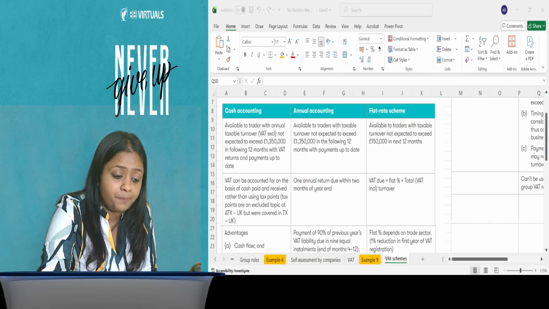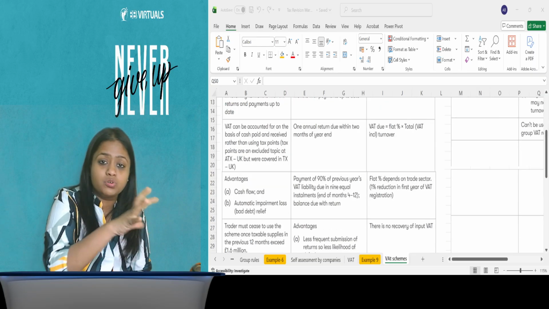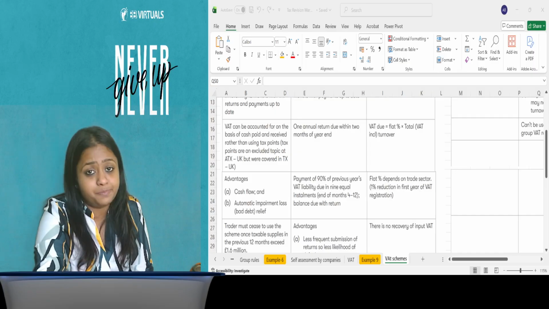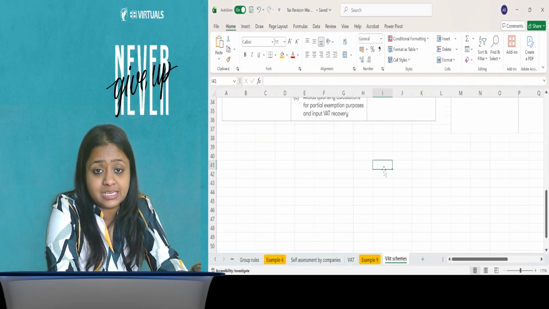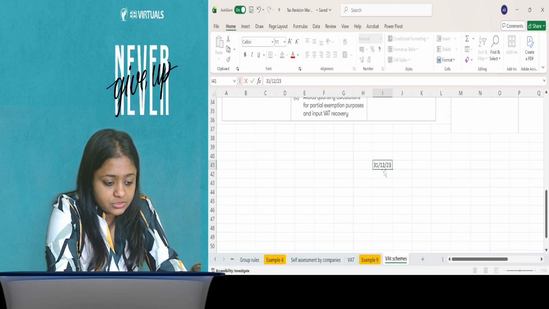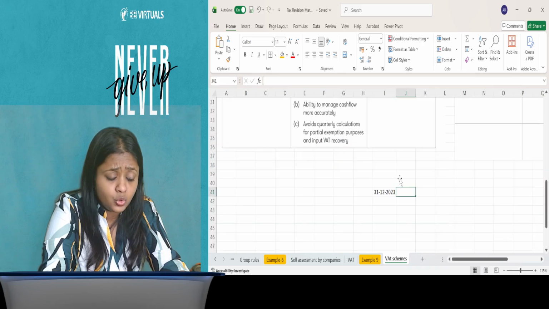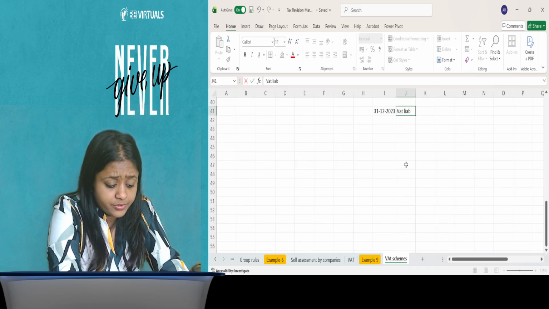How will you determine the payment? You will take last year's total VAT liability, and multiply that total VAT liability by 90%. Let's say the last year ended on 31st December 23. Take the last year's total VAT liability. Now take 90% of it.